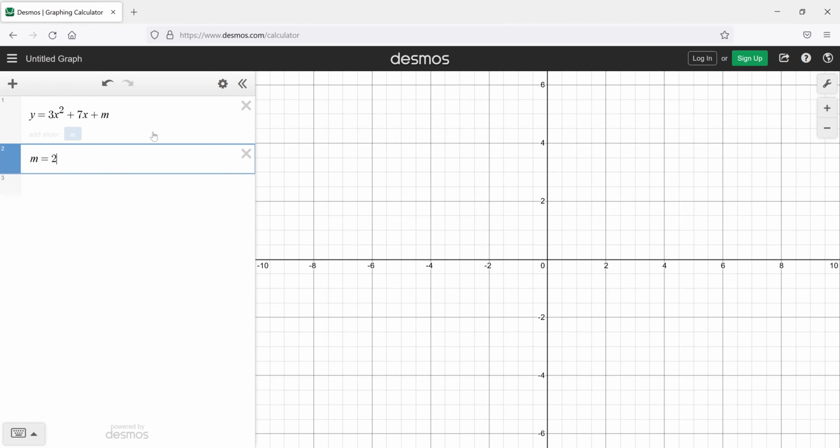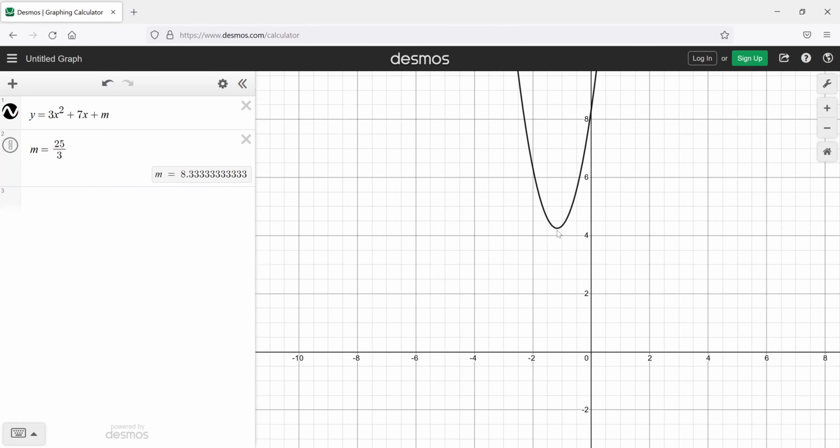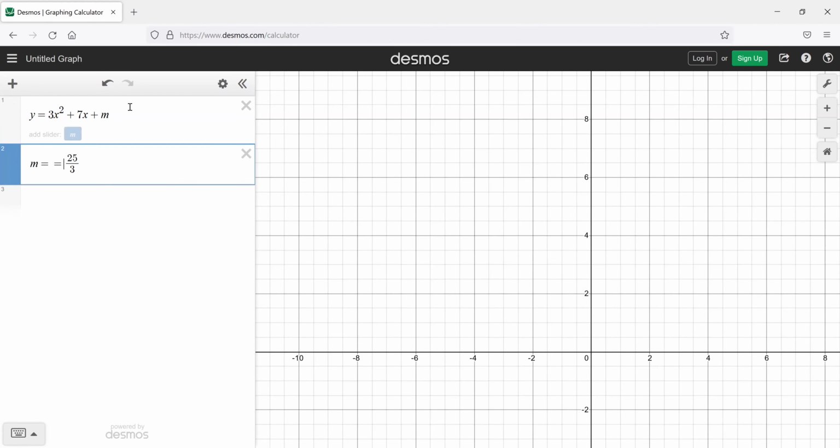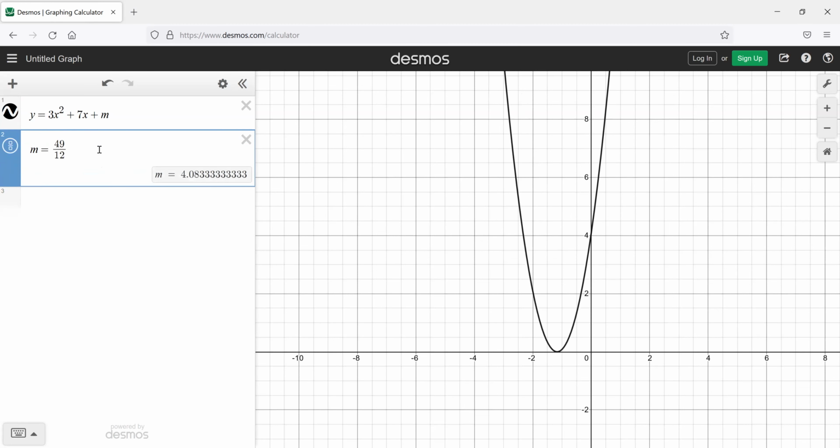So let's do 25 over 3. Isn't that one of them? Yes. So 25 over 3, just looking at this, does it cross here twice? No. Okay, so one of the things we can do is make it bigger. Let's see if that helps. So actually let's do the other point. Let's go 49 over 12. Do you see how it's touching there?